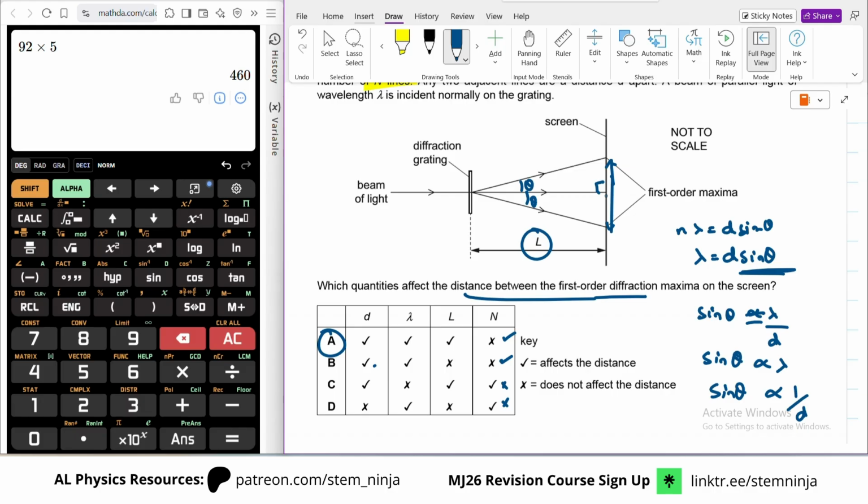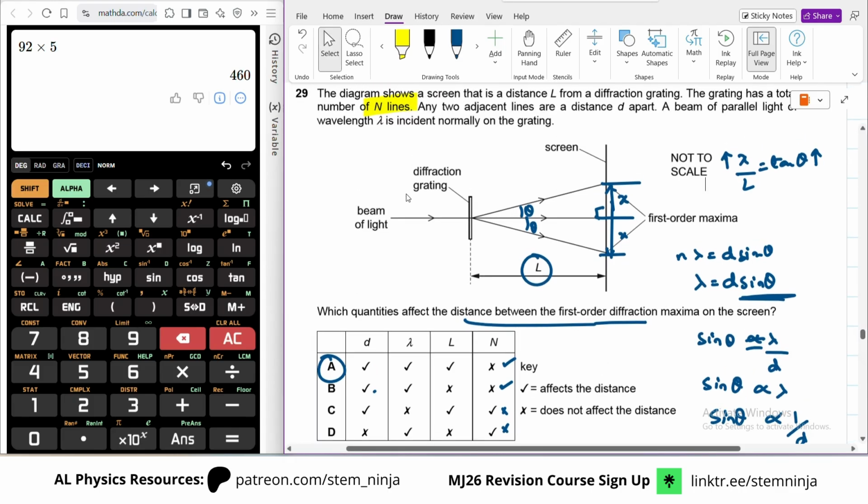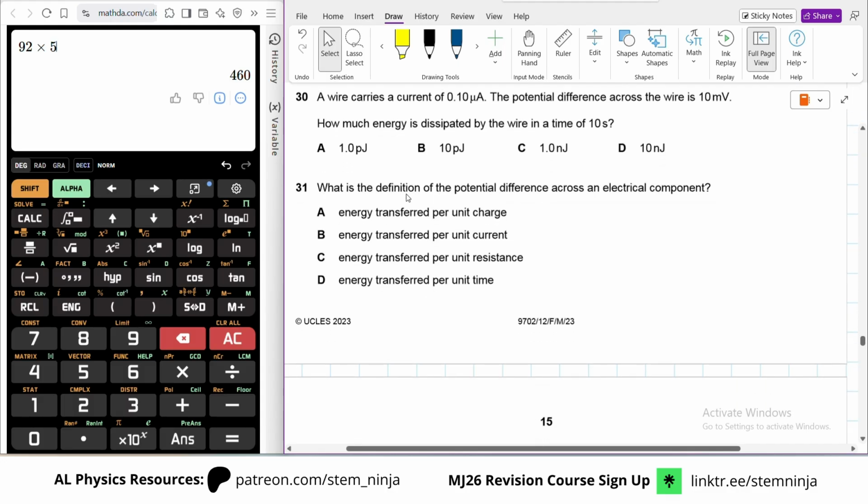If we see the 90-degree angle over here, let's call it x, between the 0th order and the first order, the distance between them would be x. So x over L is basically tan theta, right? So the higher the value of theta, the higher the ratio between x and L. So yes, it is affecting, right? So A is correct.